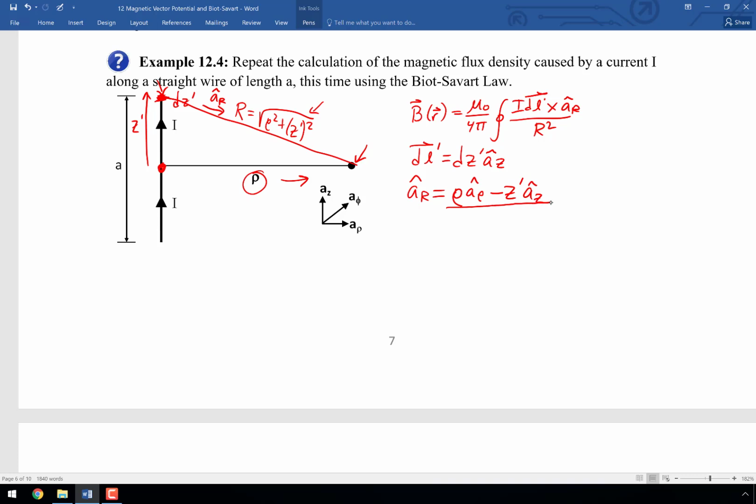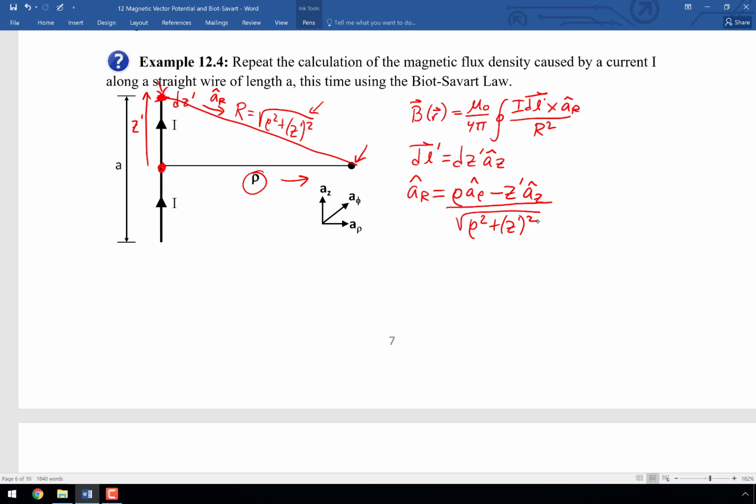I need to make it into a unit vector, which means that I'm going to divide by its magnitude, which is the square root of rho squared plus z prime squared. Okay, I'm feeling really good about this. We've identified dl prime, we've identified a sub r, we know r squared. So now it's time to go ahead and plug all of this in.